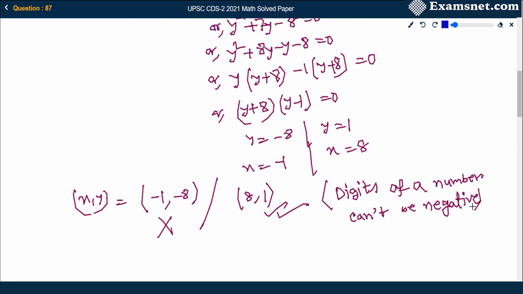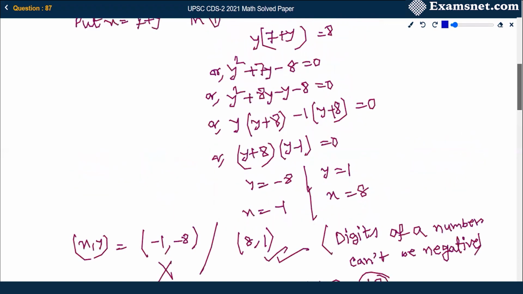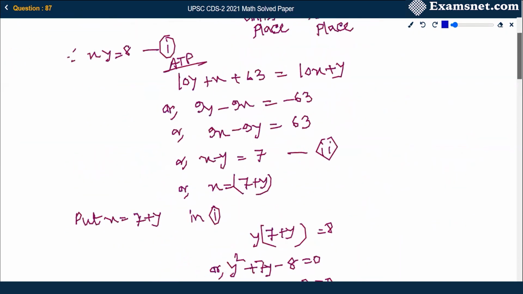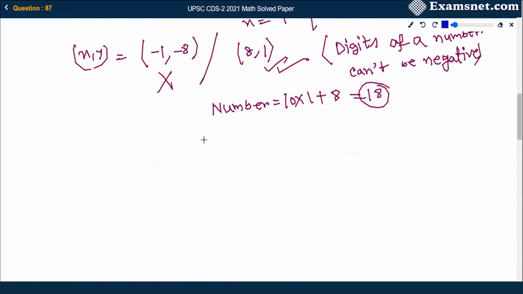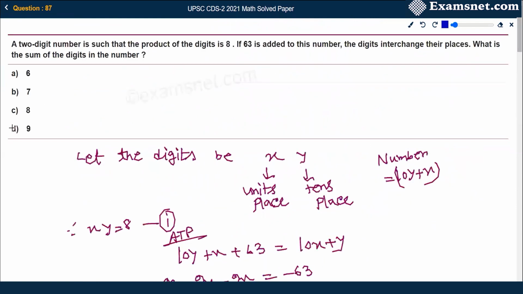Can't be negative. So the number is x in the unit place and y in the tens place. So that is 18. Okay, this is the number. So we are asked for the sum of the digits of the number. This is very easy. If you add 1 plus 8, you will get 9. So here the correct answer is 9. Option D is the correct answer.